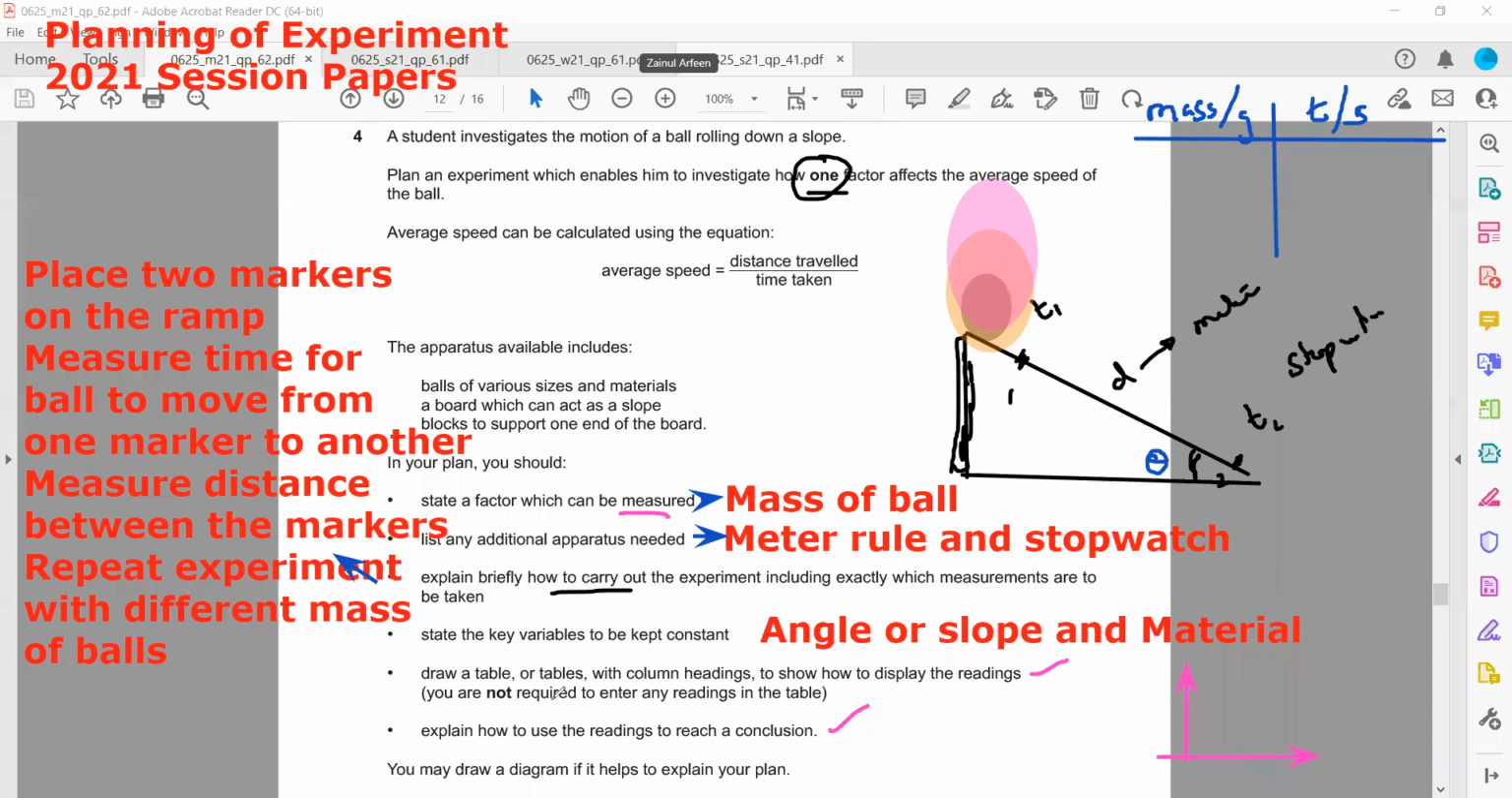So how do you use your readings to reach a conclusion? We'll sketch a graph. So sketch or plot a graph, and you have to mention what you will plot on the y-axis. On the y-axis, plot distance, and on the x-axis, plot time, because we know distance divided by time, the slope represents the speed. So explain how you use your readings to reach a conclusion. We'll sketch a graph between distance and time, and the slope represents the speed. The one which has a steeper or higher slope will have a higher average speed.